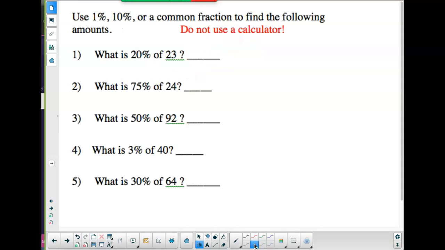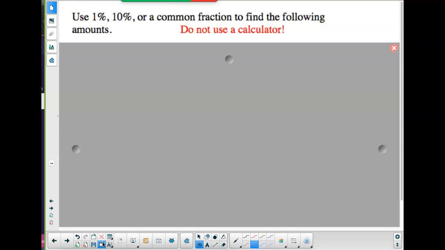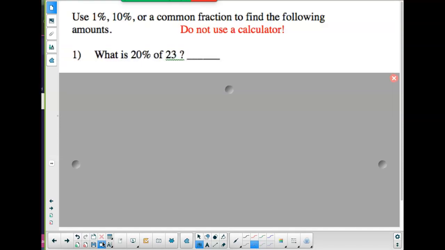Okay, so if I said don't use your calculator on this. Okay, we're just going to do a few of these. 20% of 23. Okay, yes, there's a way to use your calculator, and we're going to learn that next week. Okay, but if I see 20%, what I like to do is 10% plus 10%.